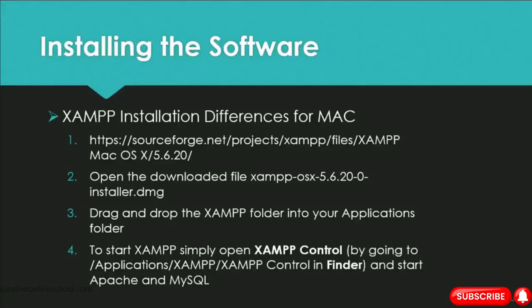If you're not using Windows, then the installation instructions provided already may not tell you all you need to know. For XAMPP, if you're on a Mac, you can use the download location I provided in Figure 1. After downloading, just open the downloaded file. It should be named the same as I listed here. Drag and drop the XAMPP folder into your Applications folder. That should complete installation. And then, to start XAMPP, simply open the XAMPP control by going to /Applications/XAMPP in your Finder. And from there, you can start Apache and MySQL.